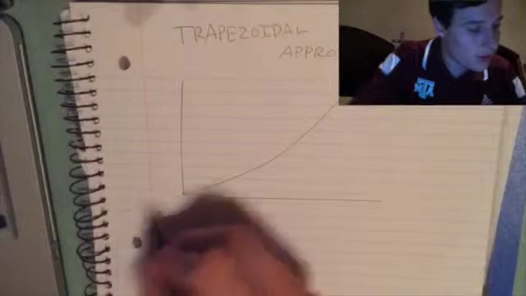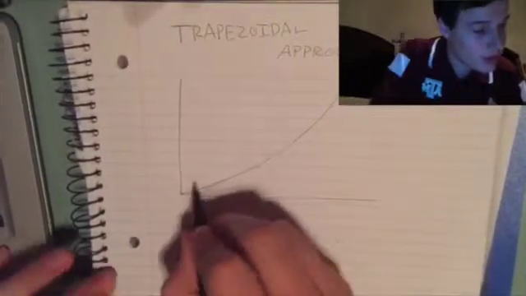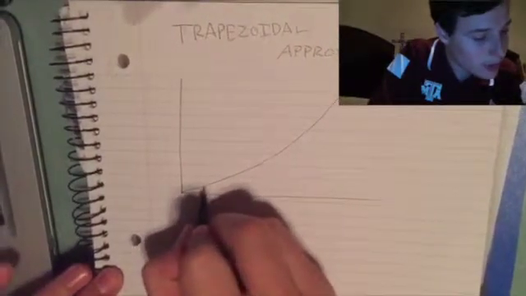What's up guys? So today we are going to be learning about trapezoidal approximations, which is basically approximating the area under the curve of any given function using trapezoids instead of the traditional rectangles that we use in left Riemann and right Riemann sums.